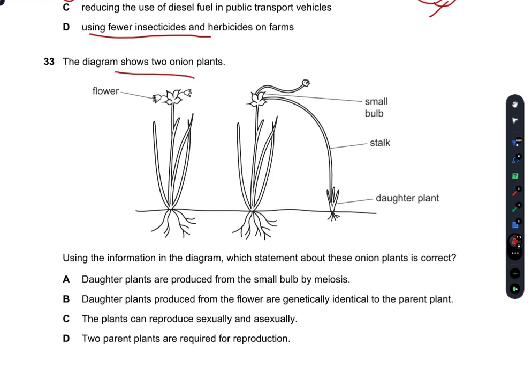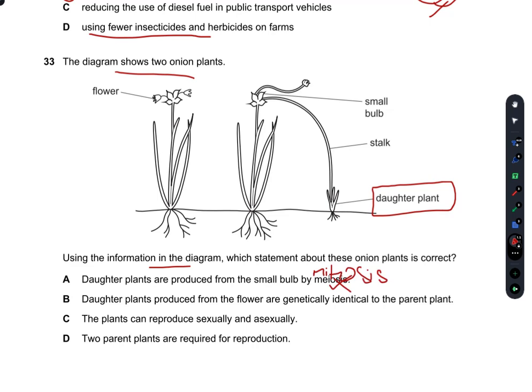The diagram shows two onion plants. Using the information in the diagram, which statement about these plants is correct? This small bulb causes this daughter plant to grow asexually. Daughter plants are produced from the small bulbs by meiosis. No, it is produced by mitosis, which is simple cellular division.